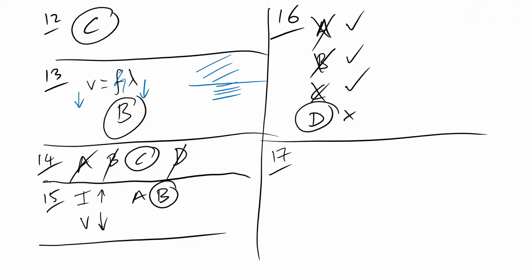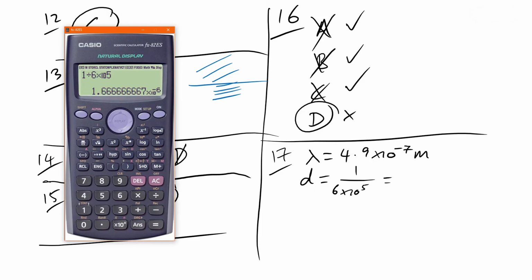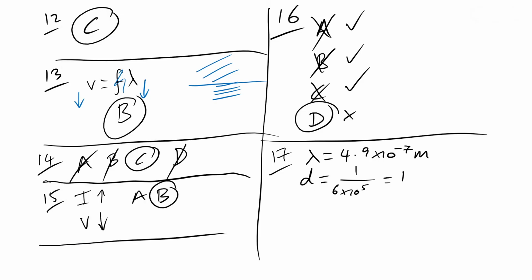Oh, great, diffraction grating. So we're going to have our wavelength. That's 4.9 times 10 to the minus 7 meters. We have lines per meter, so let's turn that into actual meters. So that's 1 divided by 6 times 10 to the 5. That gives us 1.67 times 10 to the minus 6. Let's just call that 1.7 times 10 to the minus 6, actually, because we don't need to be super accurate when it comes to multiple choice.